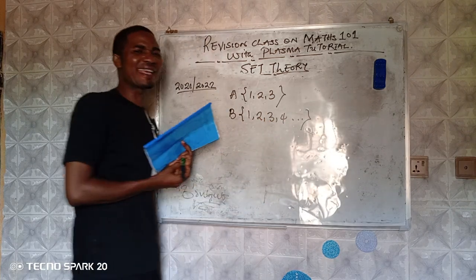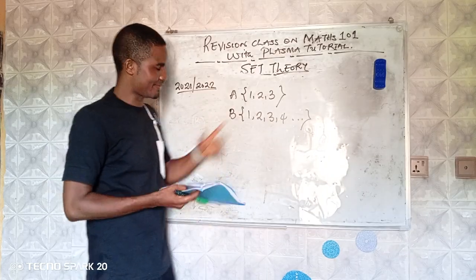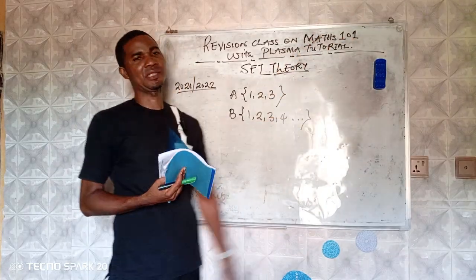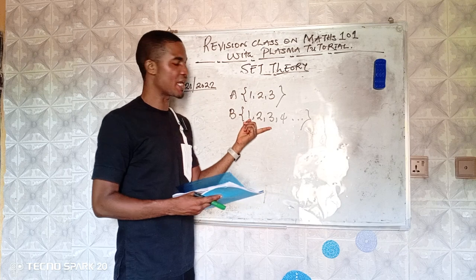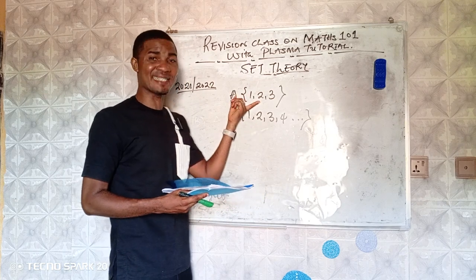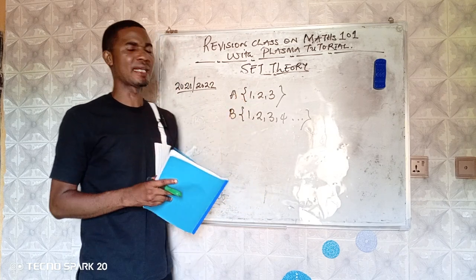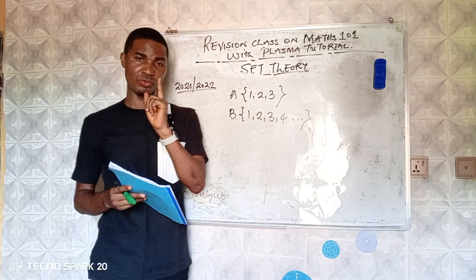This is an infinite set. Why is this a finite set?